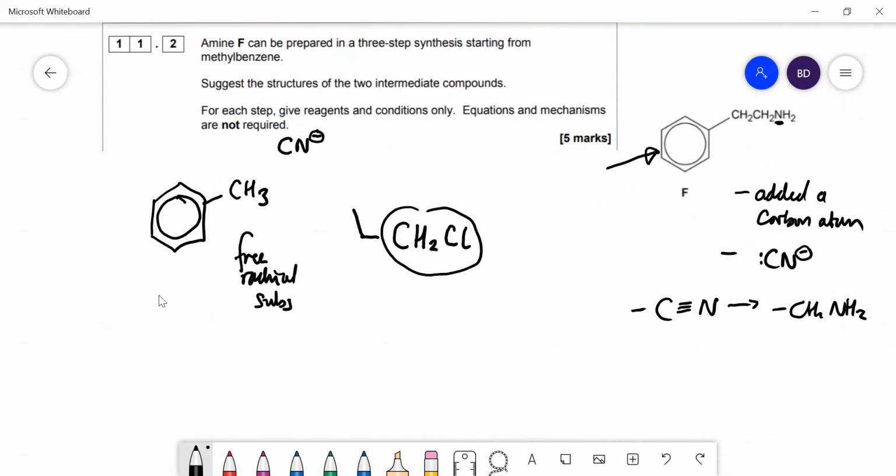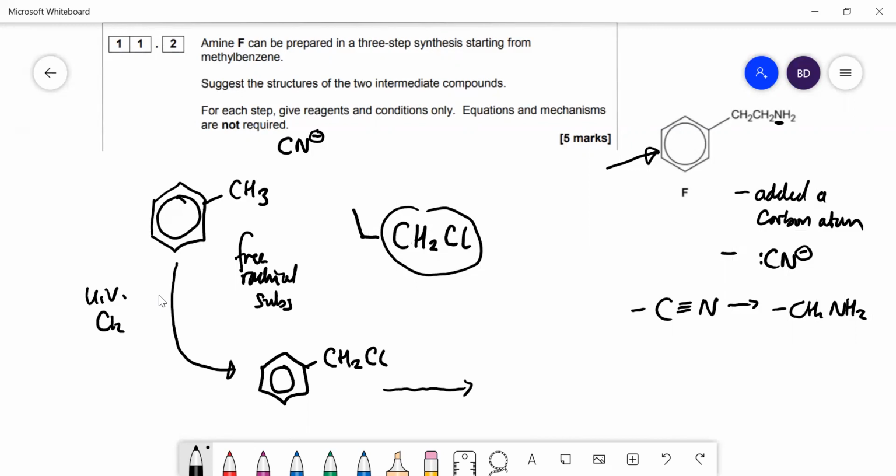Right, so we get that, and we are going to chlorinate it. And what conditions do we need for that? We need UV and chlorine gas. You need UV because it's a free radical substitution reaction to start it off. So once we got that, then we are going to do a nucleophilic substitution. Doesn't ask us that, but that's what it is, to form the nitrile.